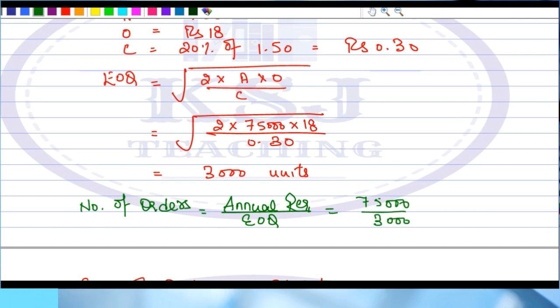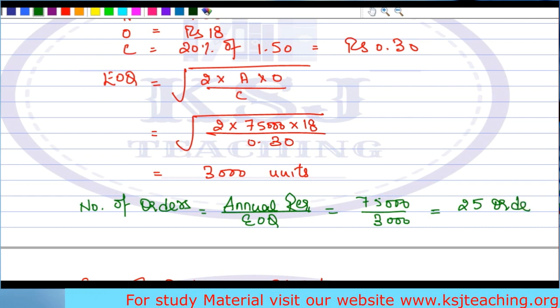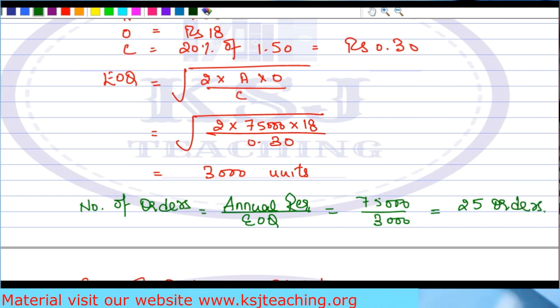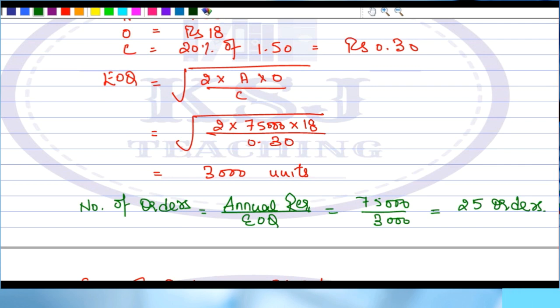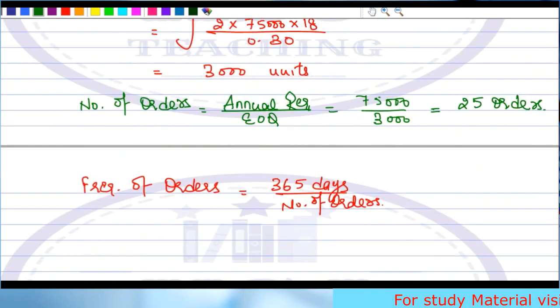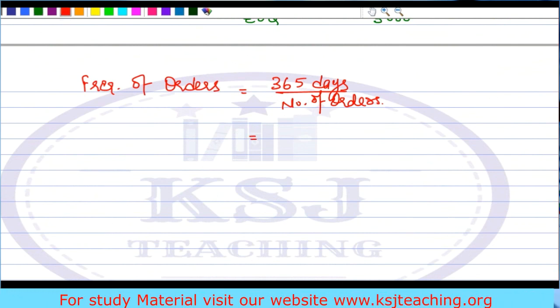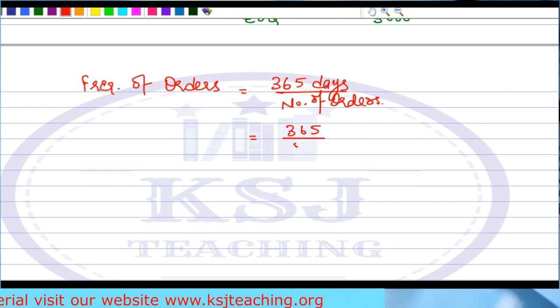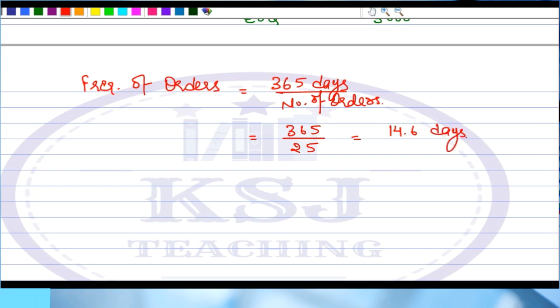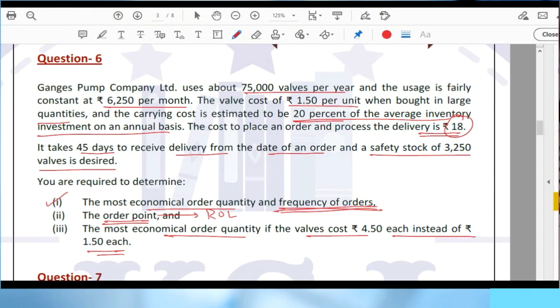That is, in one order I will be placing an order for 3000 units, right? So that means in a year I'll be placing 25 orders to meet the annual requirement of 75,000 units. Now we can calculate the frequency of orders, that is 365 divided by 25, right? So this will come to 14.6 days. This is the frequency of orders. So we are done with the first part here.